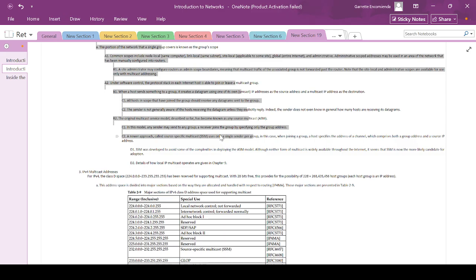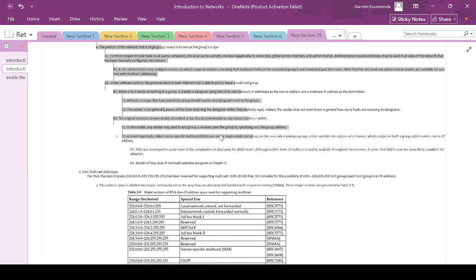So any sender could send to a specified group, and a receiver joins the group by specifying only the group address. For the receiver to receive datagrams sent by this sender, it can join the group by specifying the group address.